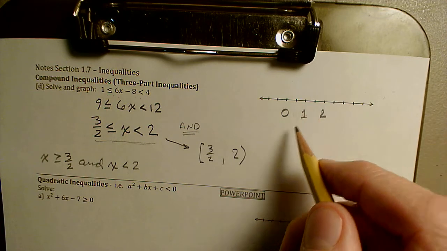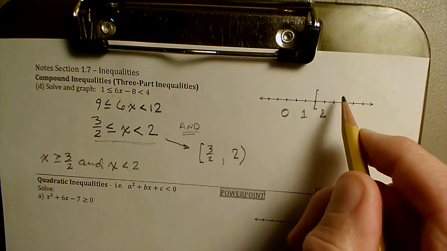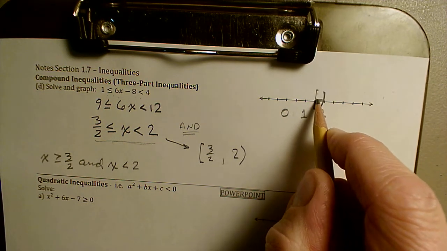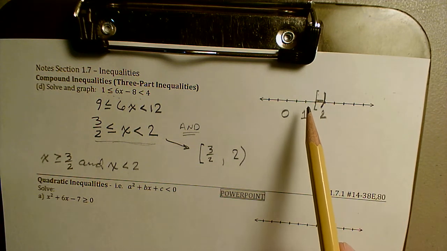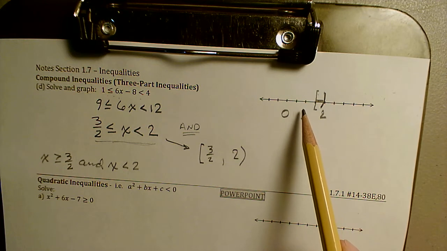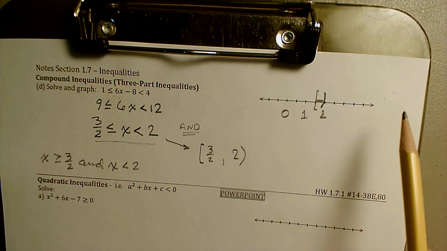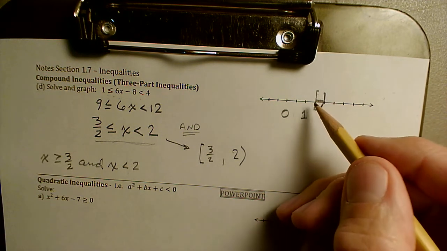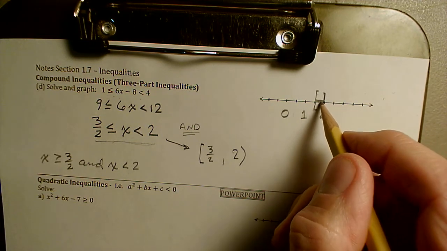And you can see that we're at 1.5, which is here. So I'm going to do a square bracket. And then at 2, I'm going to do a parenthesis. And I'm simply shading in between those two. Okay? Makes sense? So we're at 3 halves. 1.5 is 3 halves. And so from 3 halves to 2, we're just shading in between.